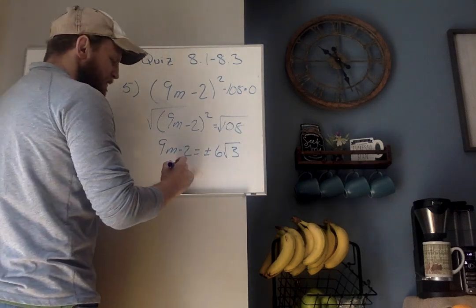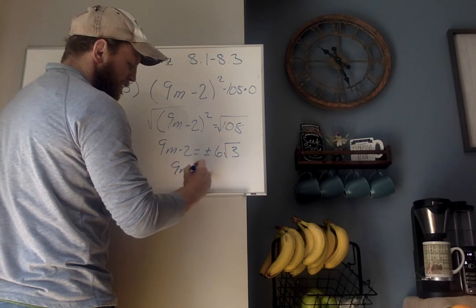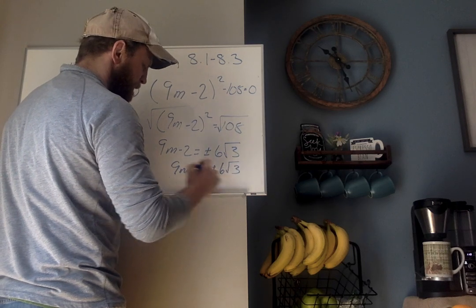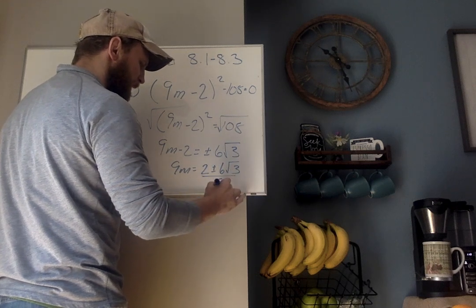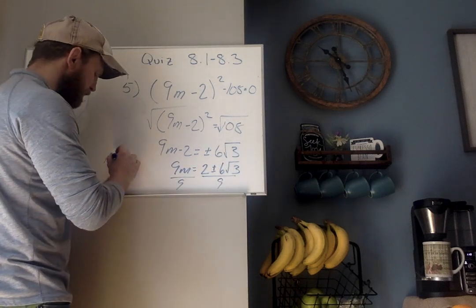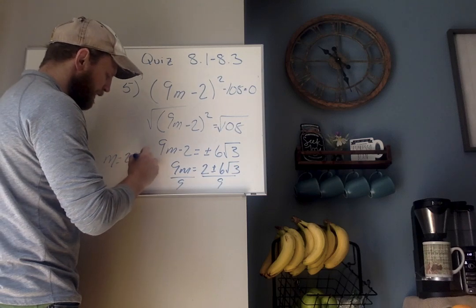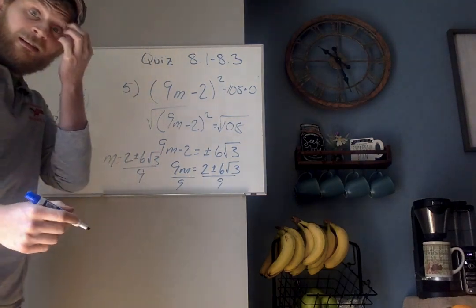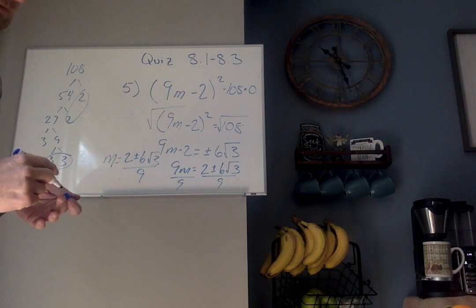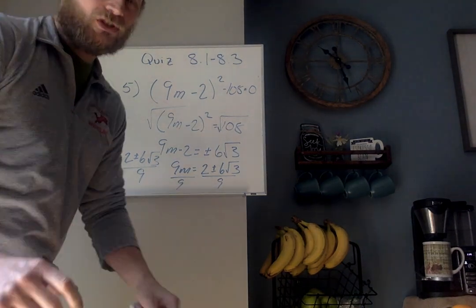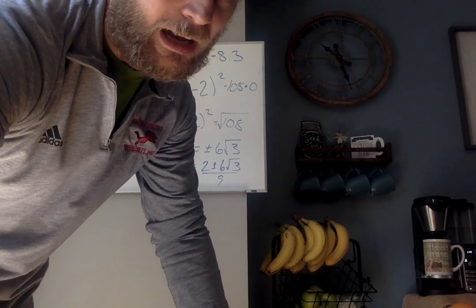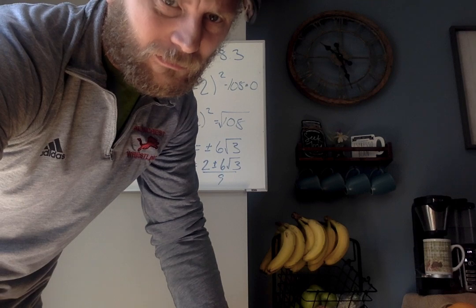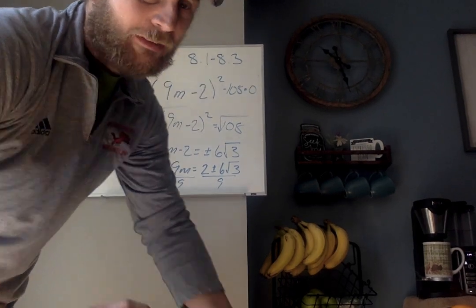Now, I'm going to add 2 to both sides. I'm going to keep that symbol in there, 2 plus or minus 6 root 3. And then I'm going to divide by 9. So I get my answers of m equals 2 plus or minus 6 root 3, divided by 9. There you have it. Nice and simple. Just trying to get the harder ones out of the way. 6 you don't have to worry about. Number 7 I'll go over.